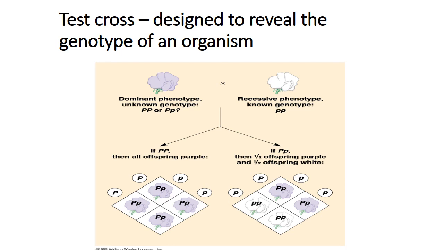Now, if this is homozygous, then all of the offspring have to be purple. Because no matter what happens, a homozygous purple plant and a homozygous white plant is going to show the all purple trait because they're all going to be heterozygous. Whereas on this one, if we have one heterozygous and a homozygous recessive, when we do the cross, we get two heterozygous, which are going to give us that purple plant, and two homozygous recessive, which is going to give us that white plant.